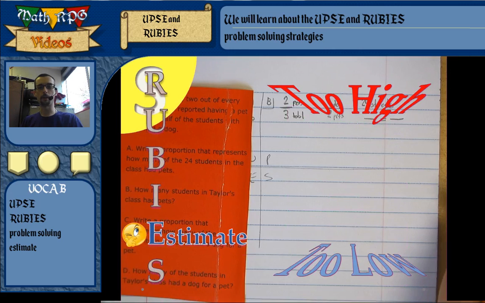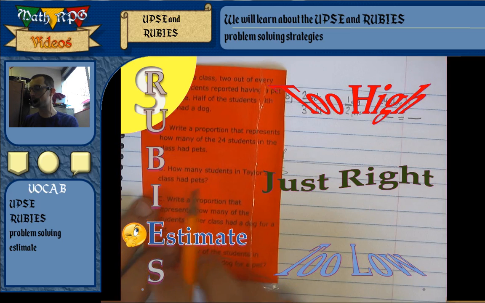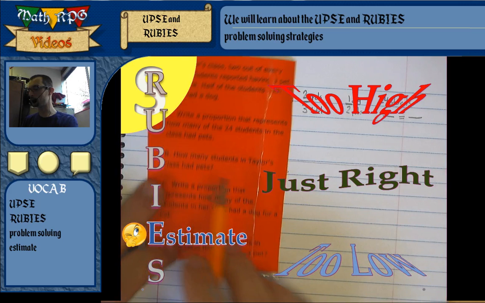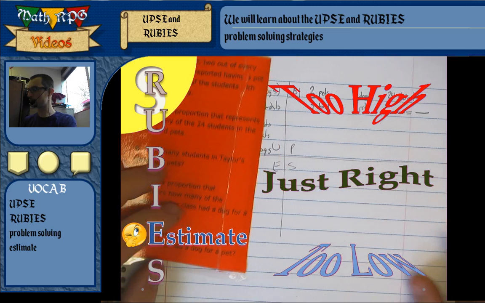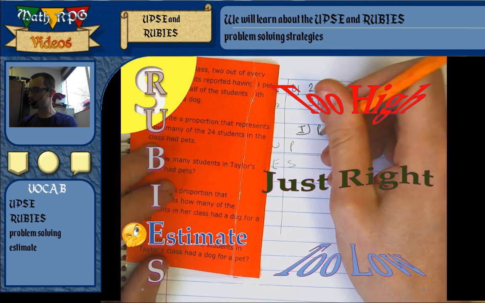Let's estimate. So a couple of these questions, we can't use this for everything. For example, we couldn't really estimate a proportion representing, but we could estimate how many students in her class had pets, and we could estimate part D, how many students had dogs, right? So I'm going to go ahead and estimate. I forgot to write down my identifying. I'm dealing with proportions.